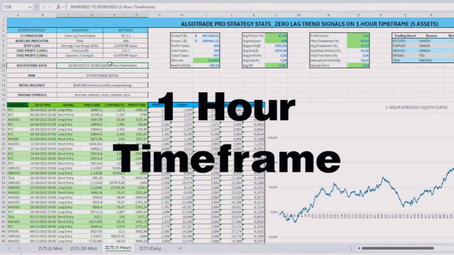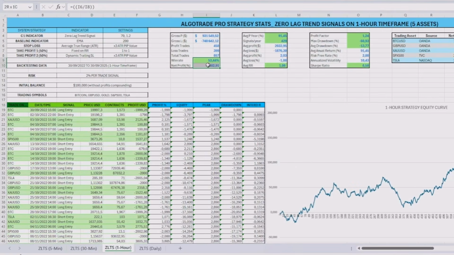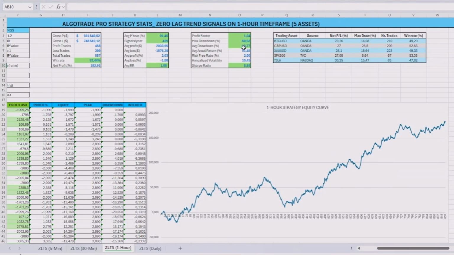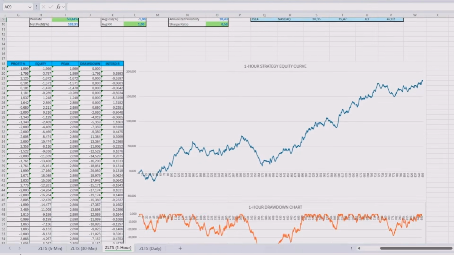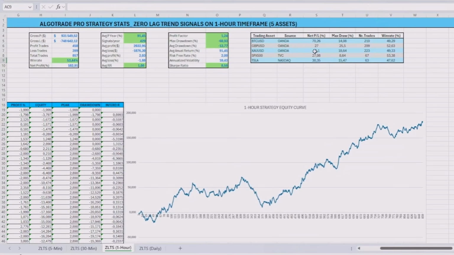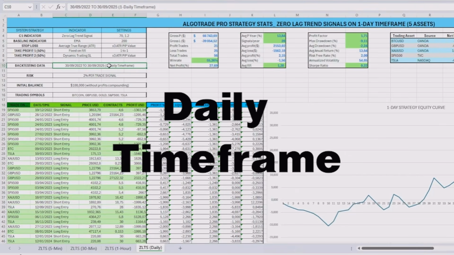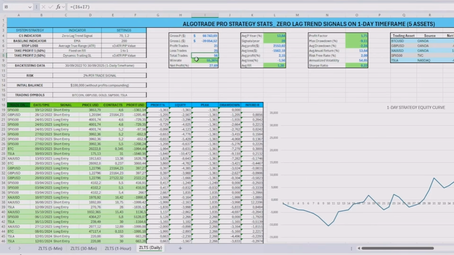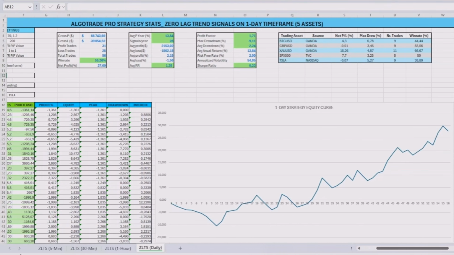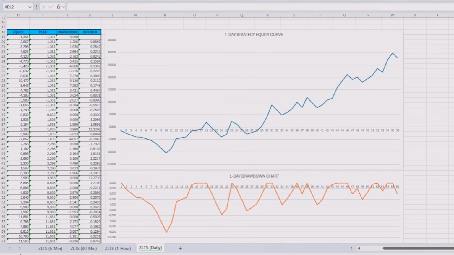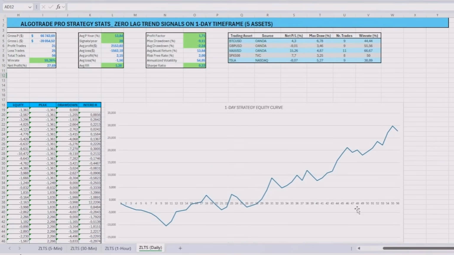Moving on to the 1-hour time frame, the results were even stronger. 53% win rate, 182% profit, low drawdown and excellent consistency. All assets were profitable, with Bitcoin leading the pack. And finally, on the daily time frame, despite fewer trades, the system maintained a 55% win rate and 28% profit, confirming that the indicator scales well for swing and position trading.